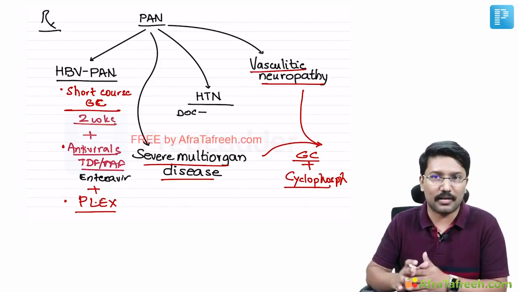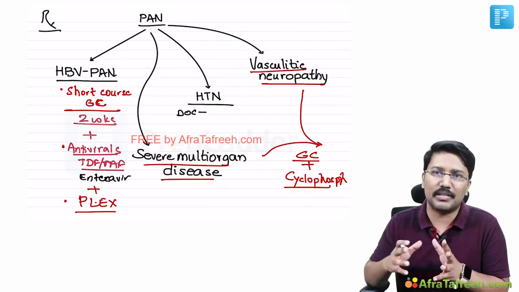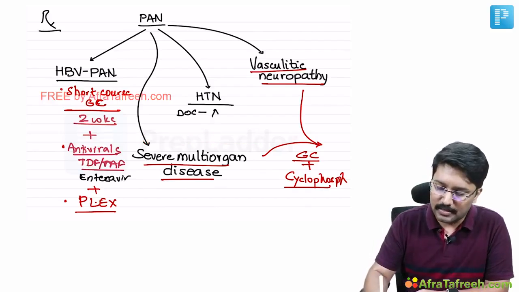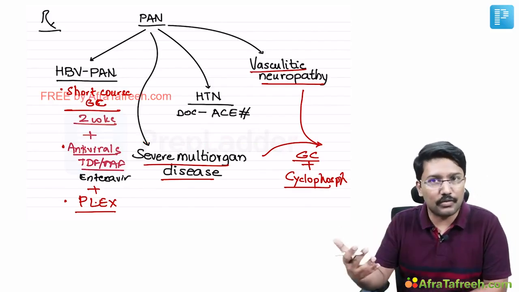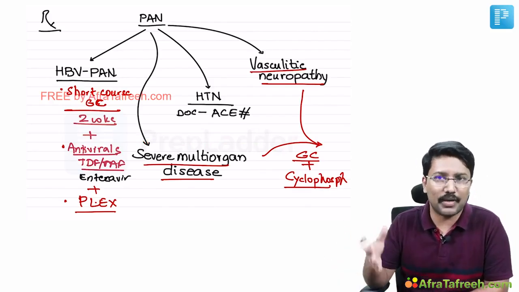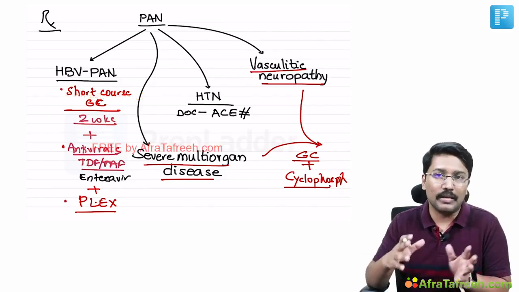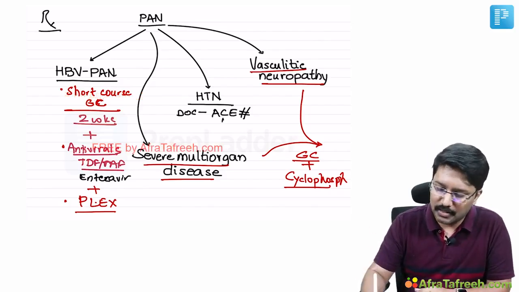So we are talking about renal artery involvement. We should be cautious, but still the drug of choice is ACE inhibitors. ACE inhibitors are the drug of choice. If not controlled adequately with the ACE inhibitors, you can add a calcium channel blocker, or you may switch over to a calcium channel blocker.